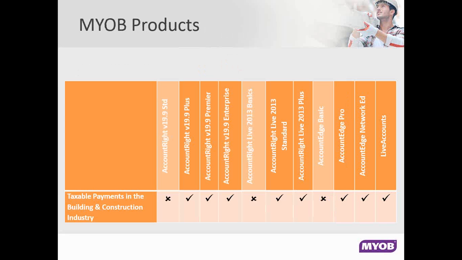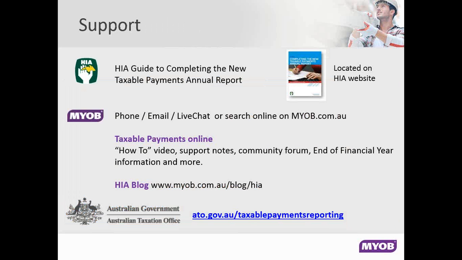I won't go through the listing one by one, but on the screen is a listing of the MYOB products that actually support taxable payments. It's probably easier to say which ones don't, because there's only a few crosses there, but Account Right V19 Standard, Account Right Live Basics, and Account Edge Basics don't. The rest of the products do. But they're different.